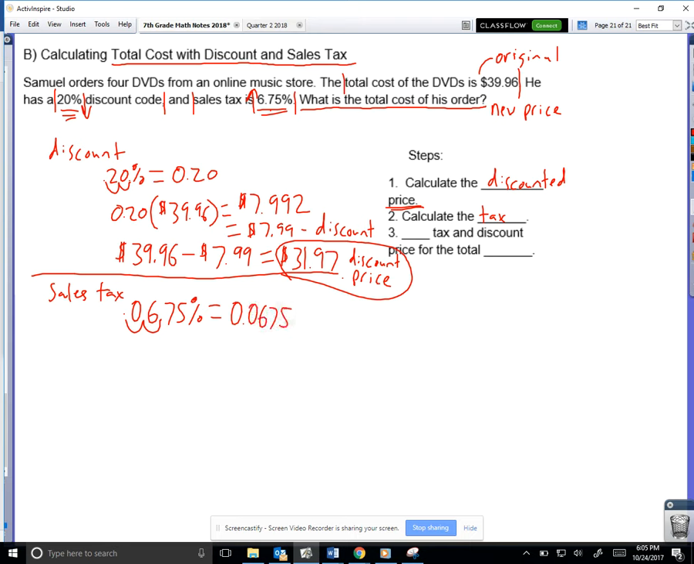Okay, so our tax percent changed to a decimal is 0.0675. Now we're going to do this. We've done this step already before in other lessons. We're going to take 0.0675 and I'm going to multiply that by the discounted price, because that's the price that he's going to pay for the DVDs.